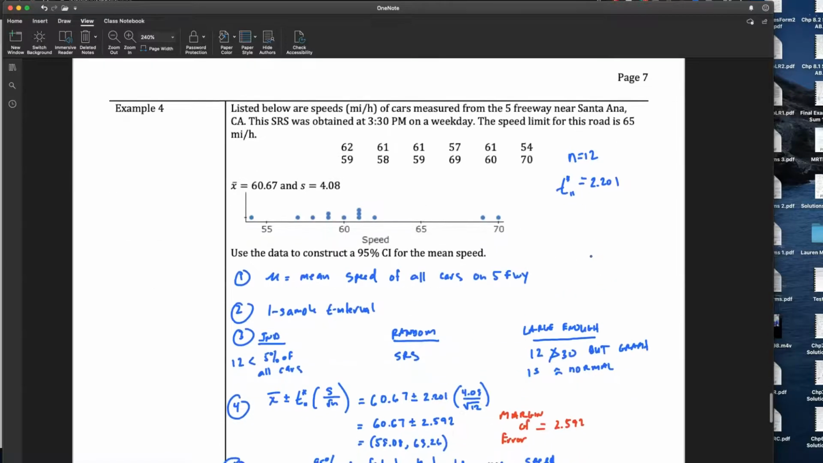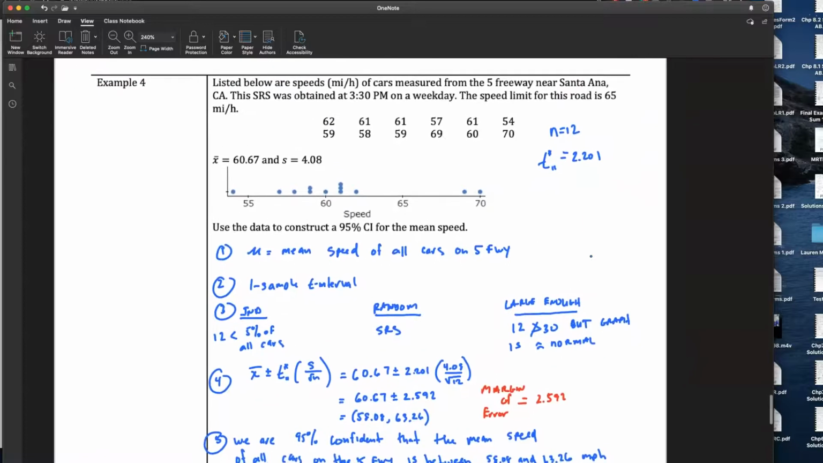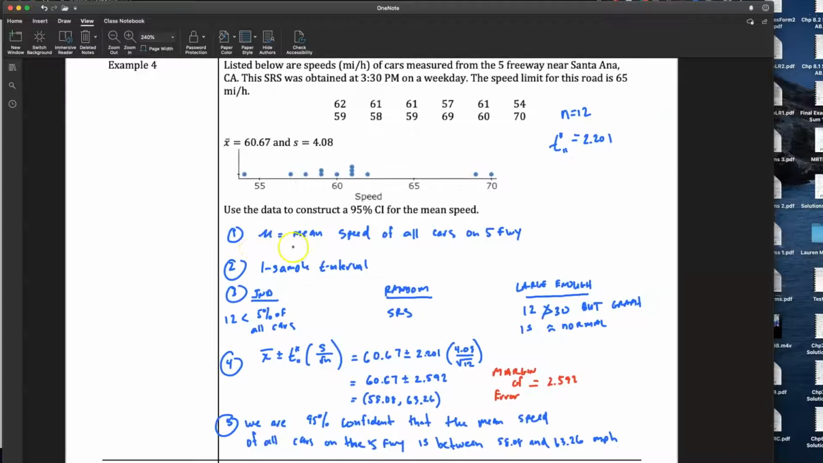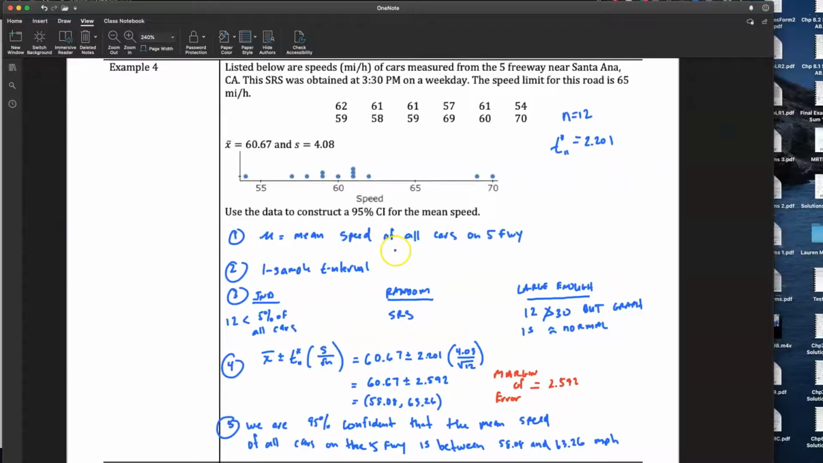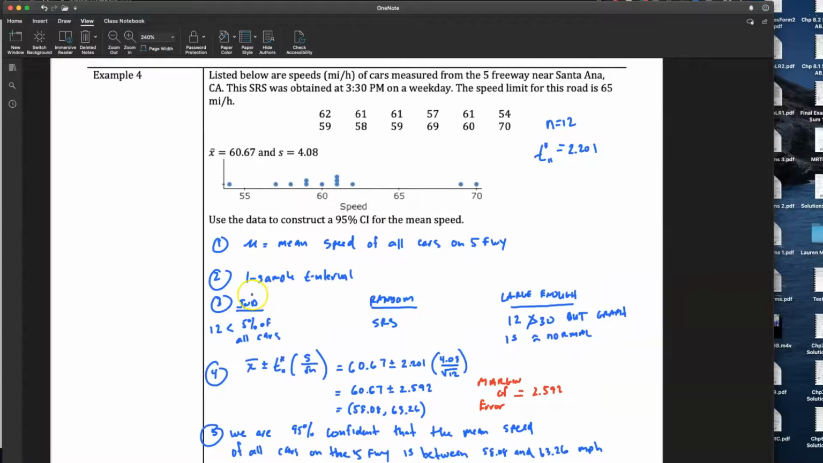Here's the first example. The data is here already, so you can see the work is completed. We're estimating the mean population speed of cars on the 5 freeway. We're going to use a one sample t interval. In the previous lesson, we used a z interval, but this is a t. We meet all the conditions here, you can take a look, and then we calculate it. We need the t star for 11, the critical t for 11, which we already know.